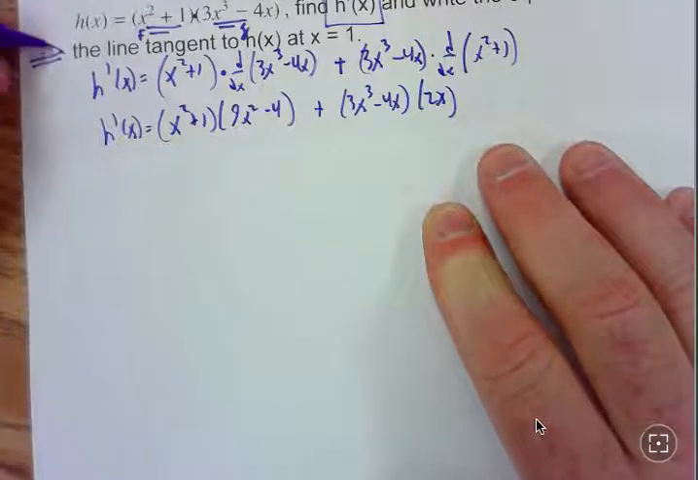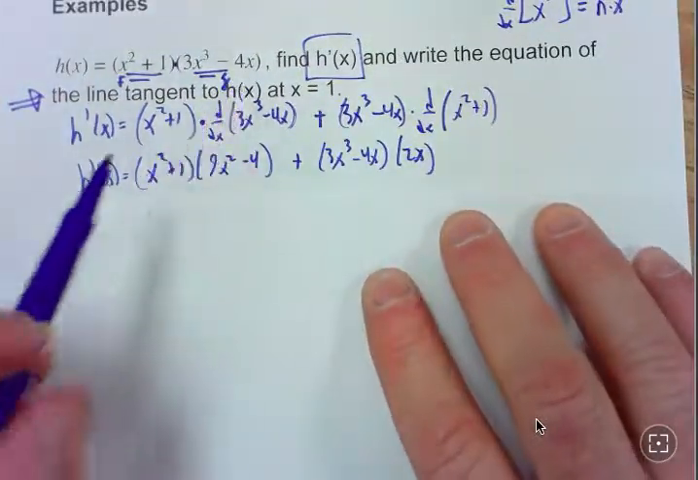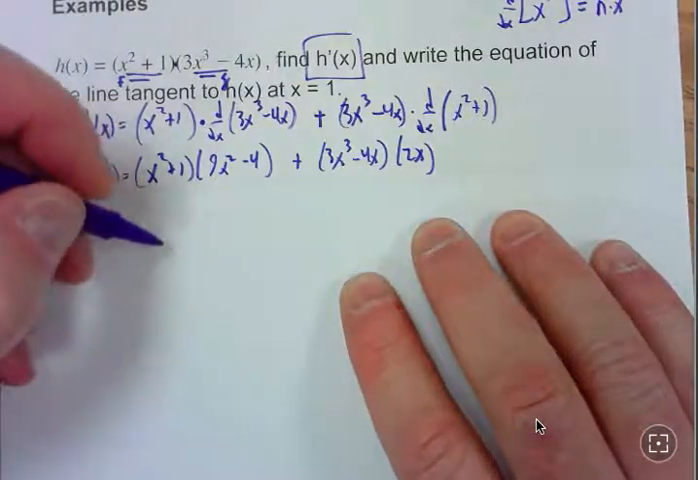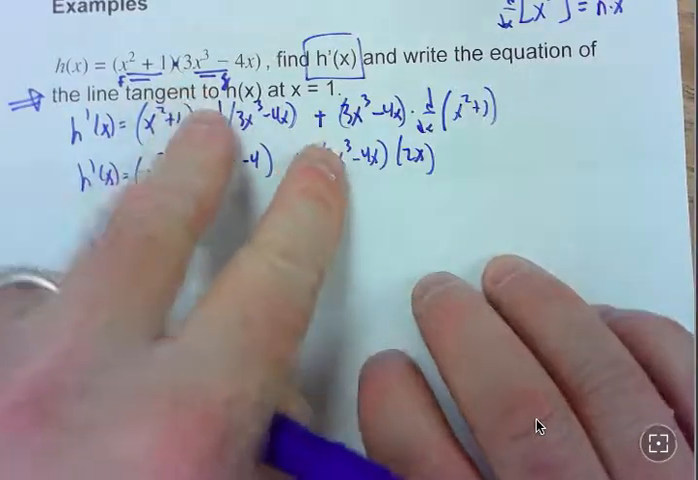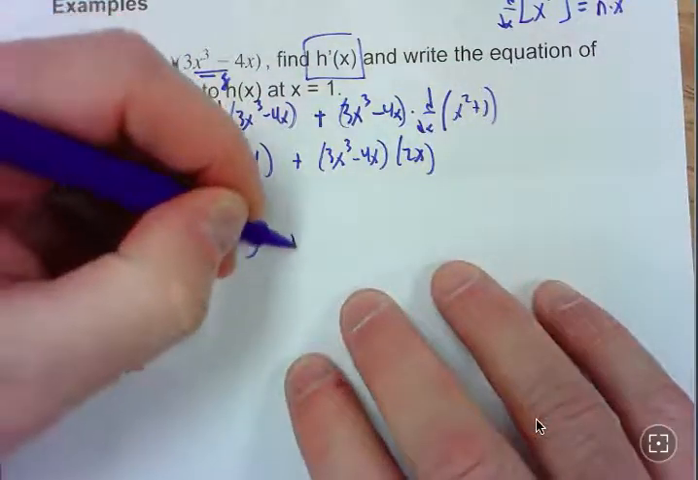Now let's go to the second part. It says, and write the equation of the line tangent to this function at 1. Okay, so now it's kind of more of an extension of the problem. We know we need two things to write the equation of a line. We need a point, and we need a slope.